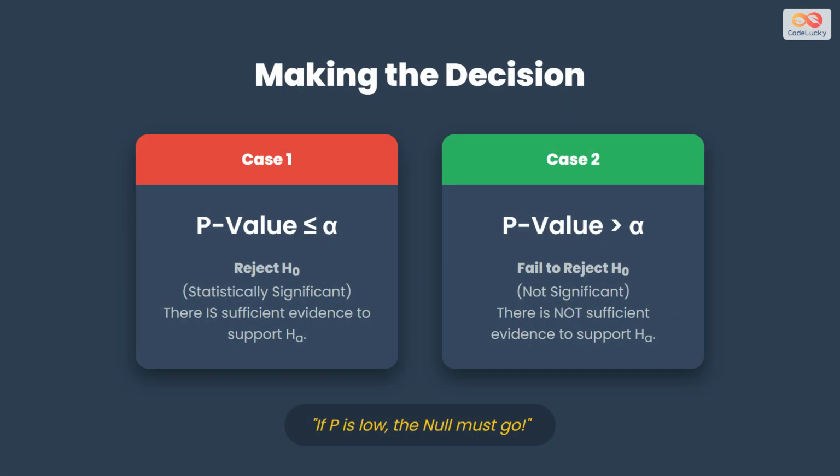Here is how we make the final decision. We compare our p-value to our alpha. If the p-value is lower than alpha, the results are statistically significant and we reject the null hypothesis. If the p-value is higher than alpha, we fail to reject the null hypothesis. A helpful phrase to remember is, if p is low, the null must go.